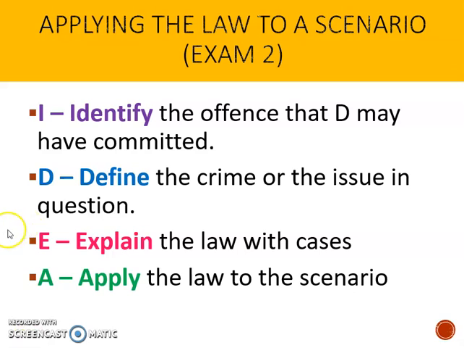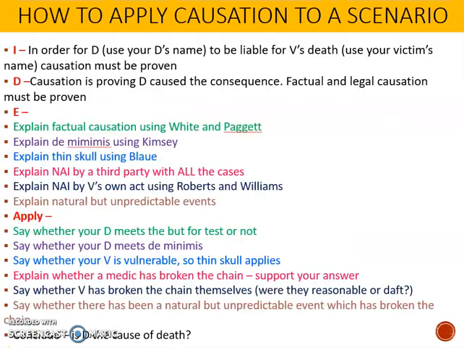So this looks a bit hypothetical here, this IDEA. What I've done on my next slide is used this IDEA in relation to causation. So I've broken down exactly what you would put in your I, your D, your E and your A on a causation scenario. And I'll go through that with you now. So we identify what the issue is in the scenario. So you're going to start off with something like, in order for the defendant, and you're going to use your defendant's name from the scenario.